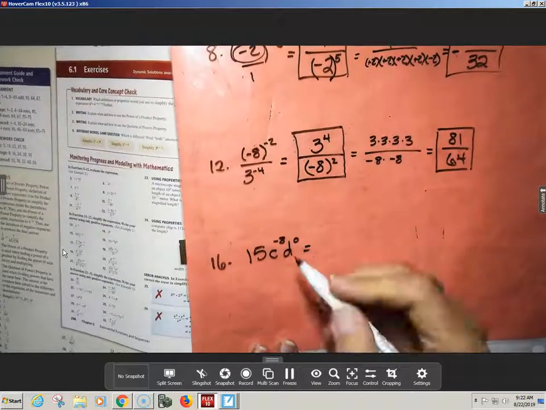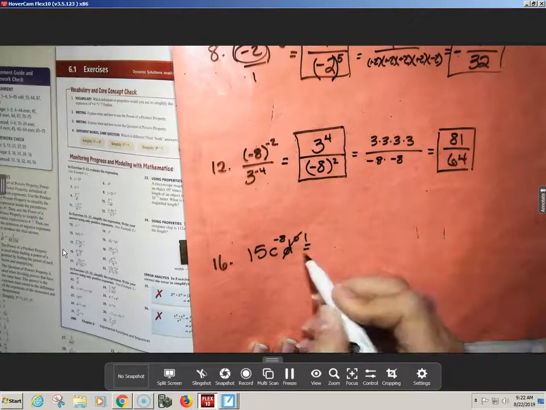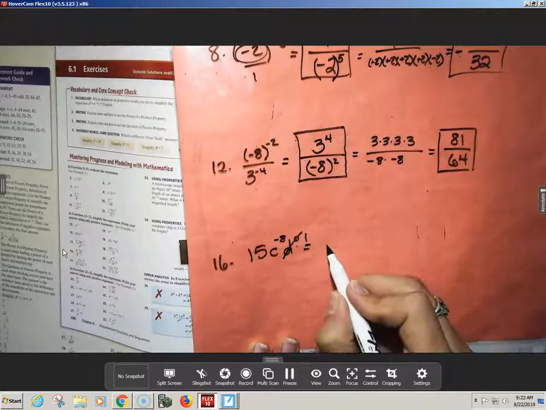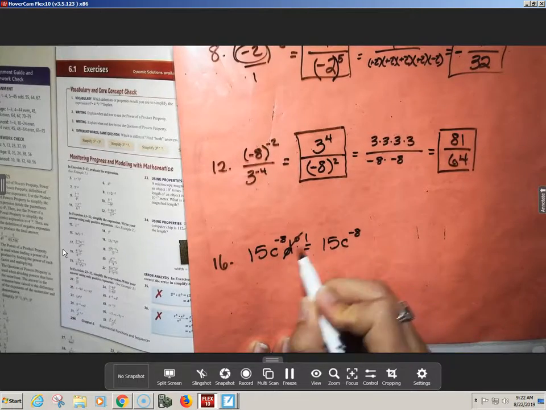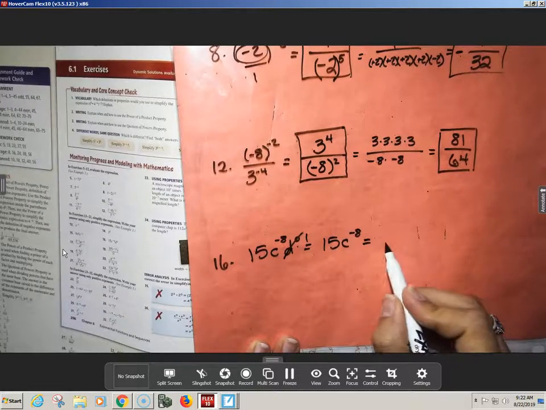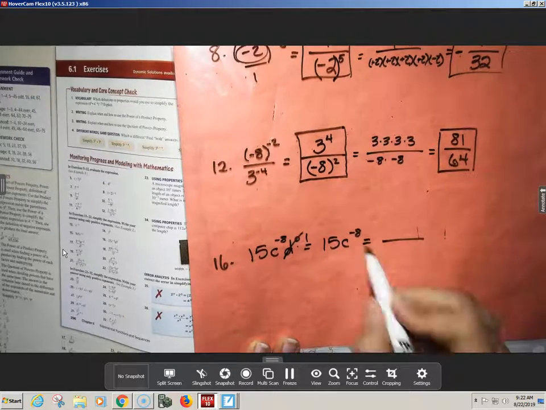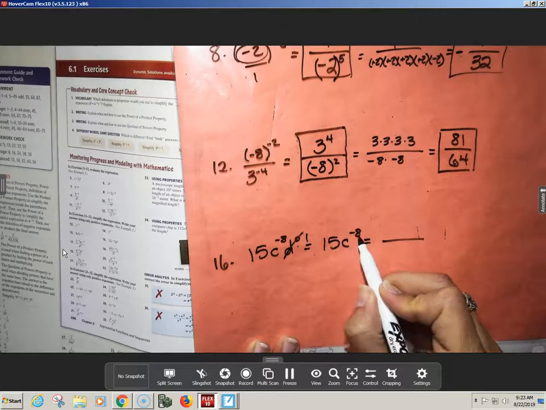Anything to the 0 power is just 1. We could put a little times if that's helpful. So we end up with 15 times c to the negative 8. Anything times 1 stays the same. Who needs to cross the line? Negative 8. But who's to the negative 8? The c and the 15 or just the c?